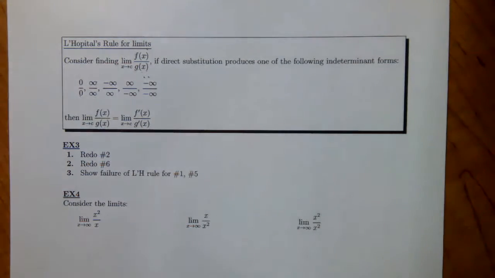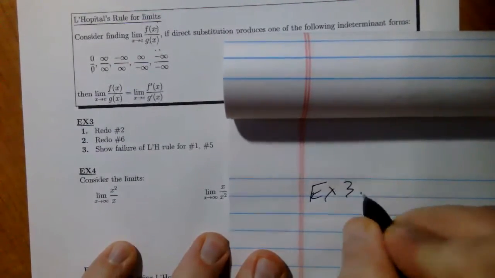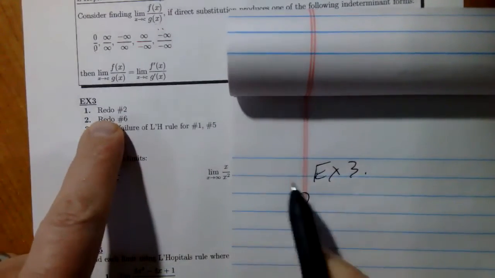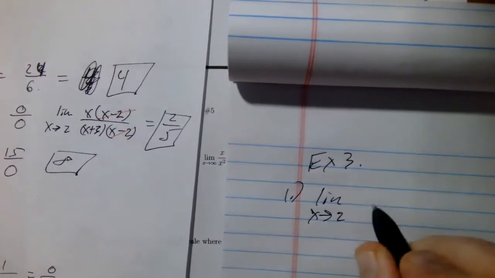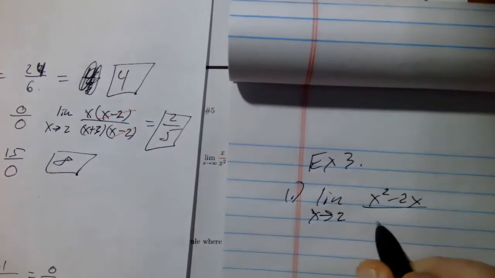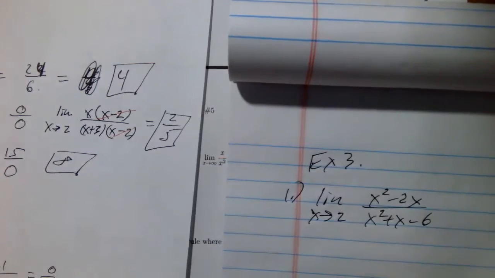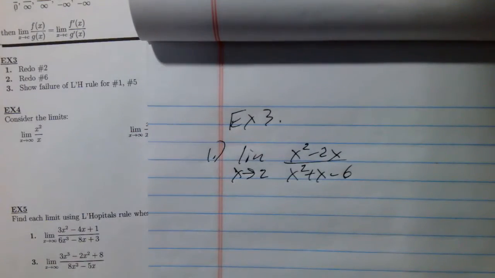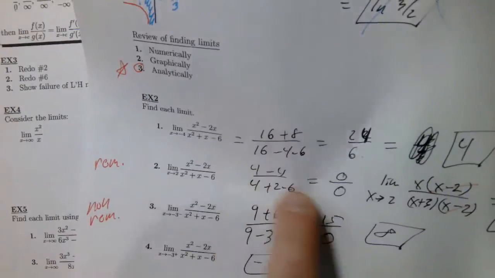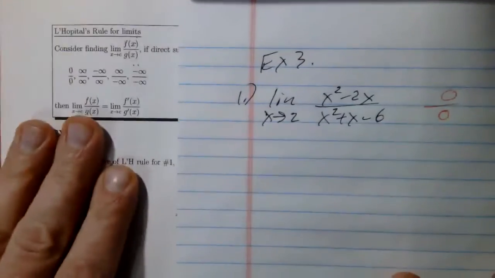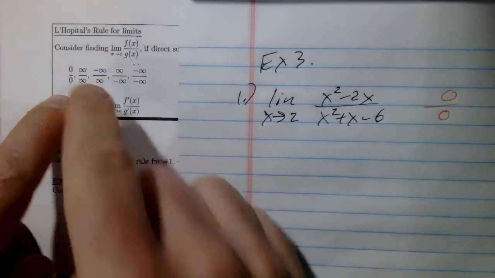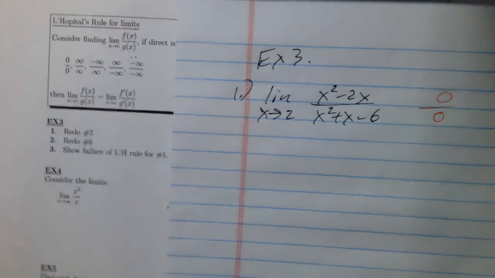Let's just do it. So let's go back. Oh yeah, okay. So example 3. I want to go back and redo number 2. Basically it's the same function that we just talked about. So I want to do the limit as x goes to 2 of x squared minus 2x over x squared plus x minus 6. Okay, so first thing: direct substitution, we did that already, right? Direct substitution produces 0/0. So first off, what does that mean? L'Hopital's rule applies. If you don't get 0/0, L'Hopital's rule doesn't apply.